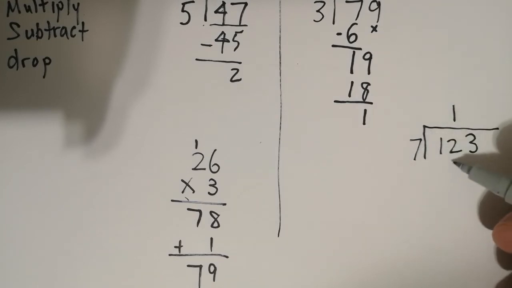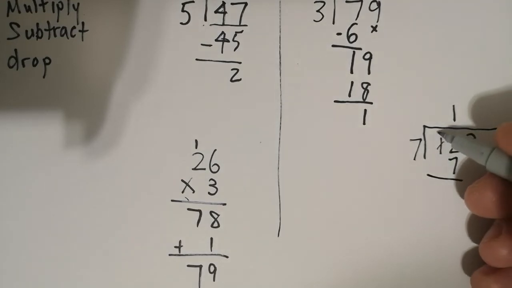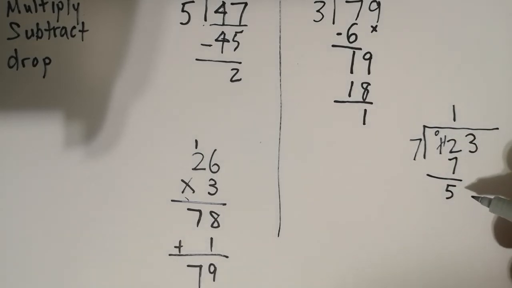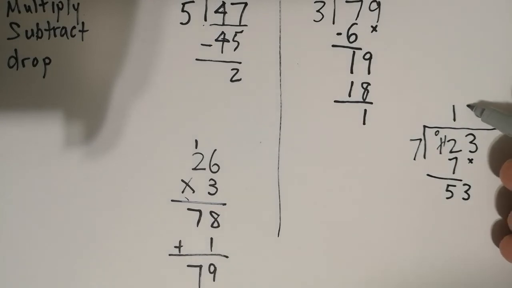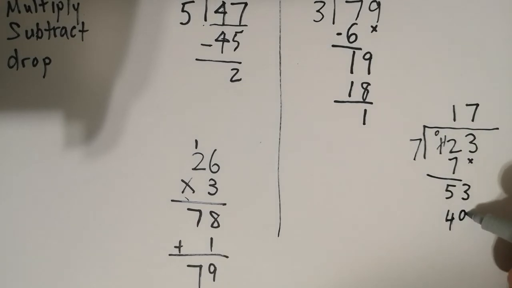1 times 7 is 7. Now 12 take away 7. I'll have to regroup here. 12 take away 7 is 5. And bring down the 3. Okay, so there's where we're at so far. Now, how many groups of 7 can I get out of 53? Well, if you said 7, you were correct. 7 times 7 is 49.